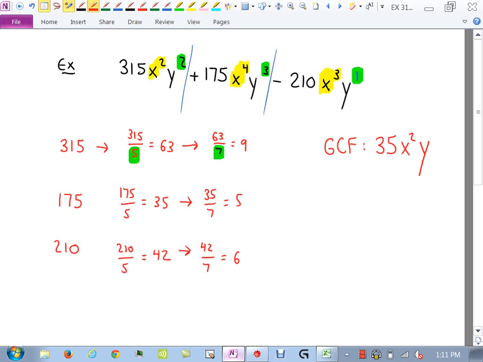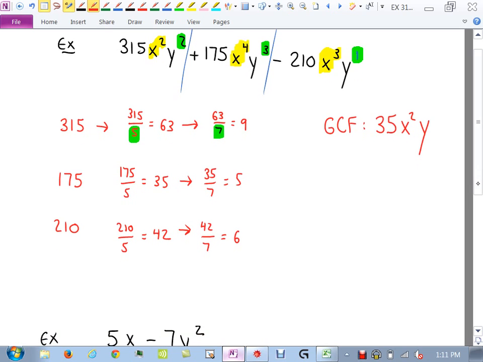Anything else? I've looked at the numbers. I've looked at the x's. I've looked at the y's. There's nothing else. So I'm ready to start trying to write this thing out. Okay, I'm going to put my GCF down here, 35x squared y. Parentheses, enough room for a trinomial.